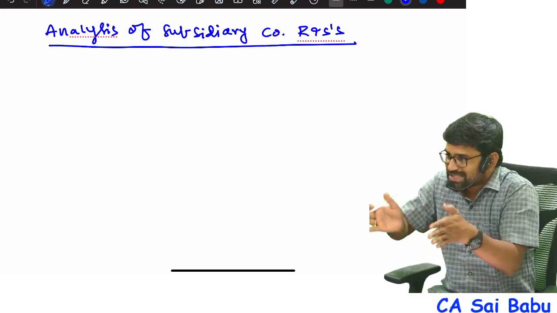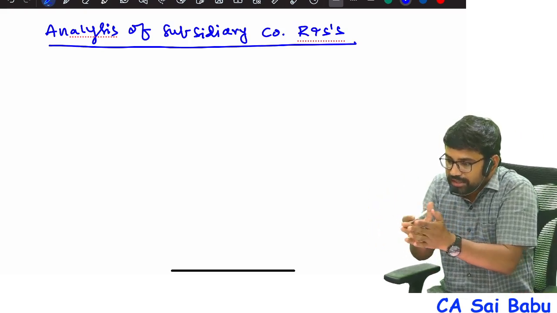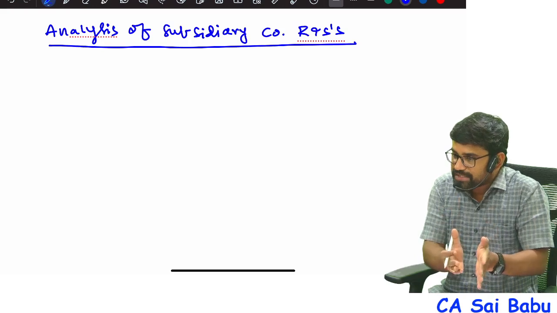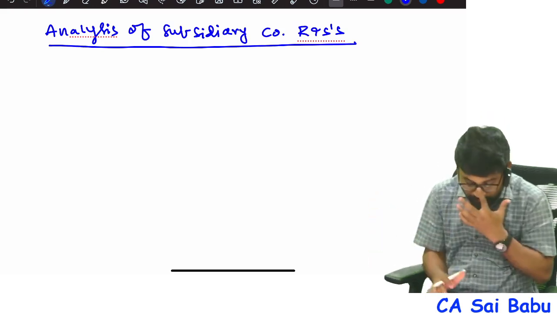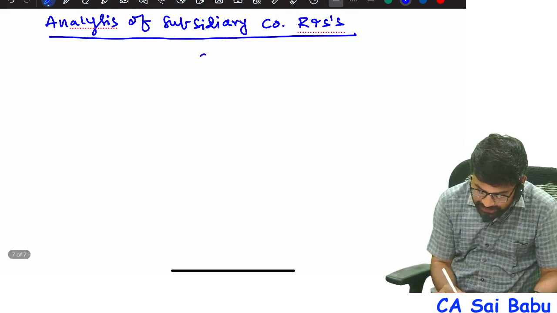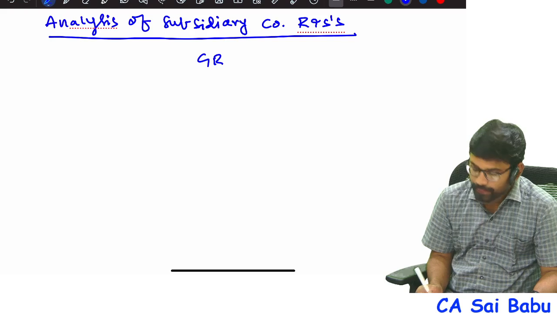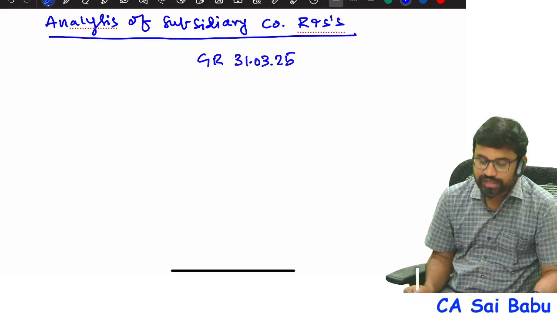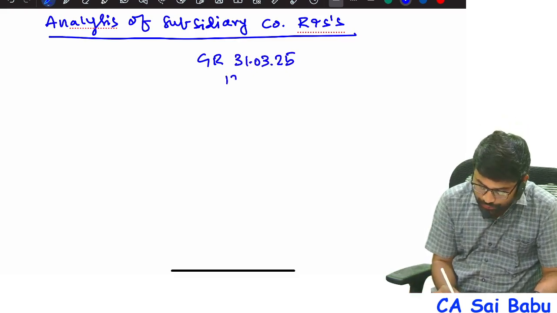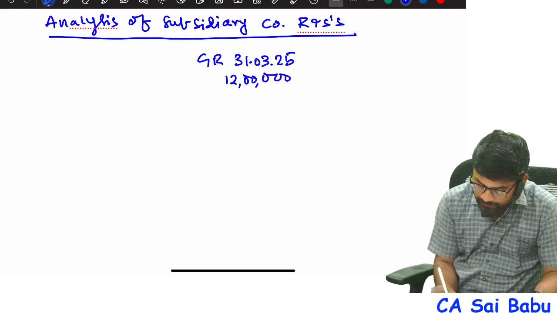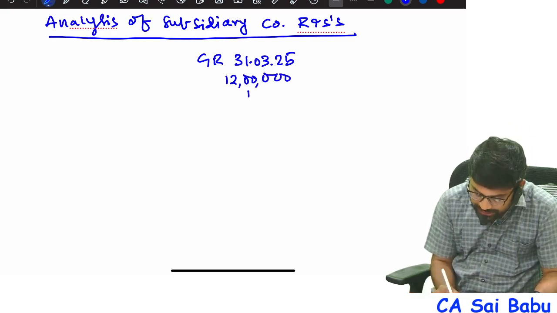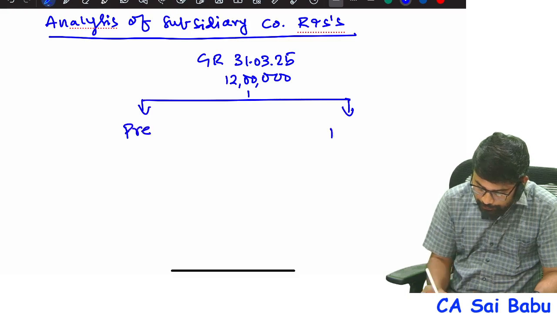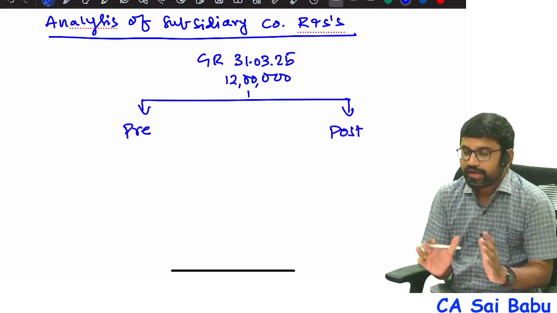You take each reserve and try to divide that reserve into 2 categories: pre-acquisition, post-acquisition. For example, in the subsidiary company, a general reserve is there. This general reserve balance is on 31st March 2025. Suppose 12 lakhs is given. This is the closing balance. This balance you need to divide into pre-post.